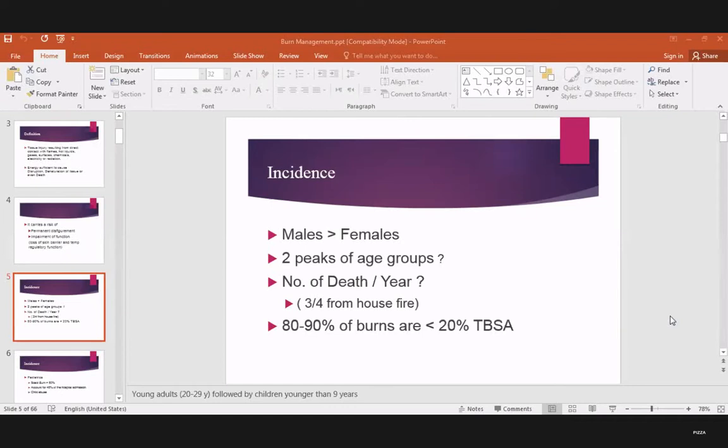Luckily, most of the injuries are less than 20% of the total body surface area and can be managed easily. Even burns of less than 10% body surface area are managed at home. We just give the initial care and then send the patient home. Only 10 to 20% of the burns are of higher degree and need specific care and management.